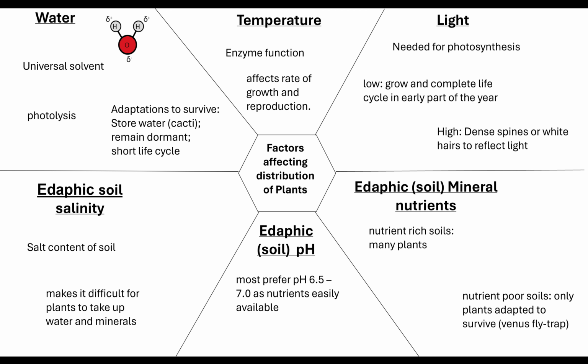If it's nutrient-poor soil, you're only going to have plants that are, again, adapted to survive. So for example, the Venus flytrap is adapted to survive in nutrient-poor soils because it produces enzymes that are able to break down any of the flies that are trapped. The pH is a key indicator of the nutrients being available, but also links to enzyme function. So a lot of the time, they will give you an example where they're expecting you to apply your knowledge to why these factors would affect that distribution of, for example, the plants.